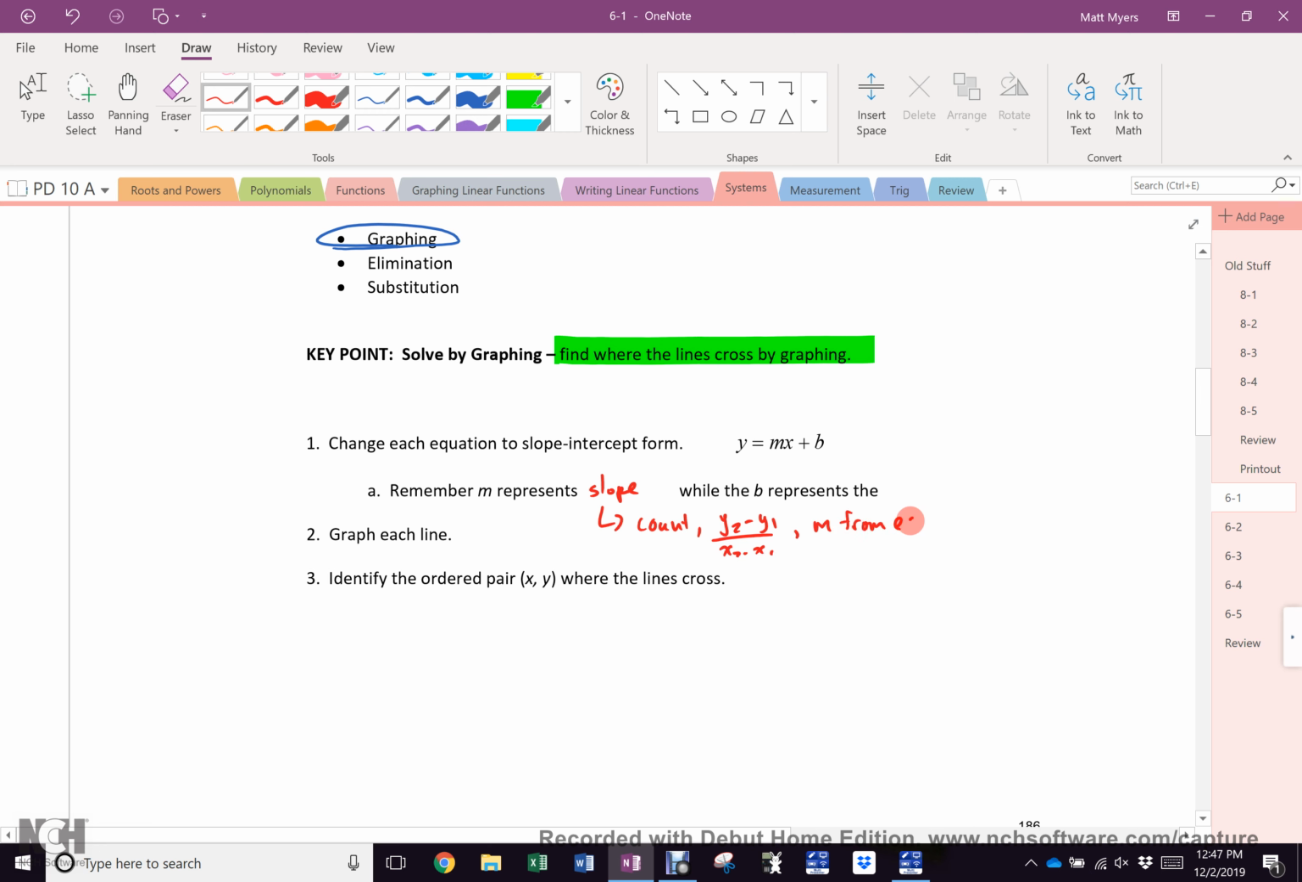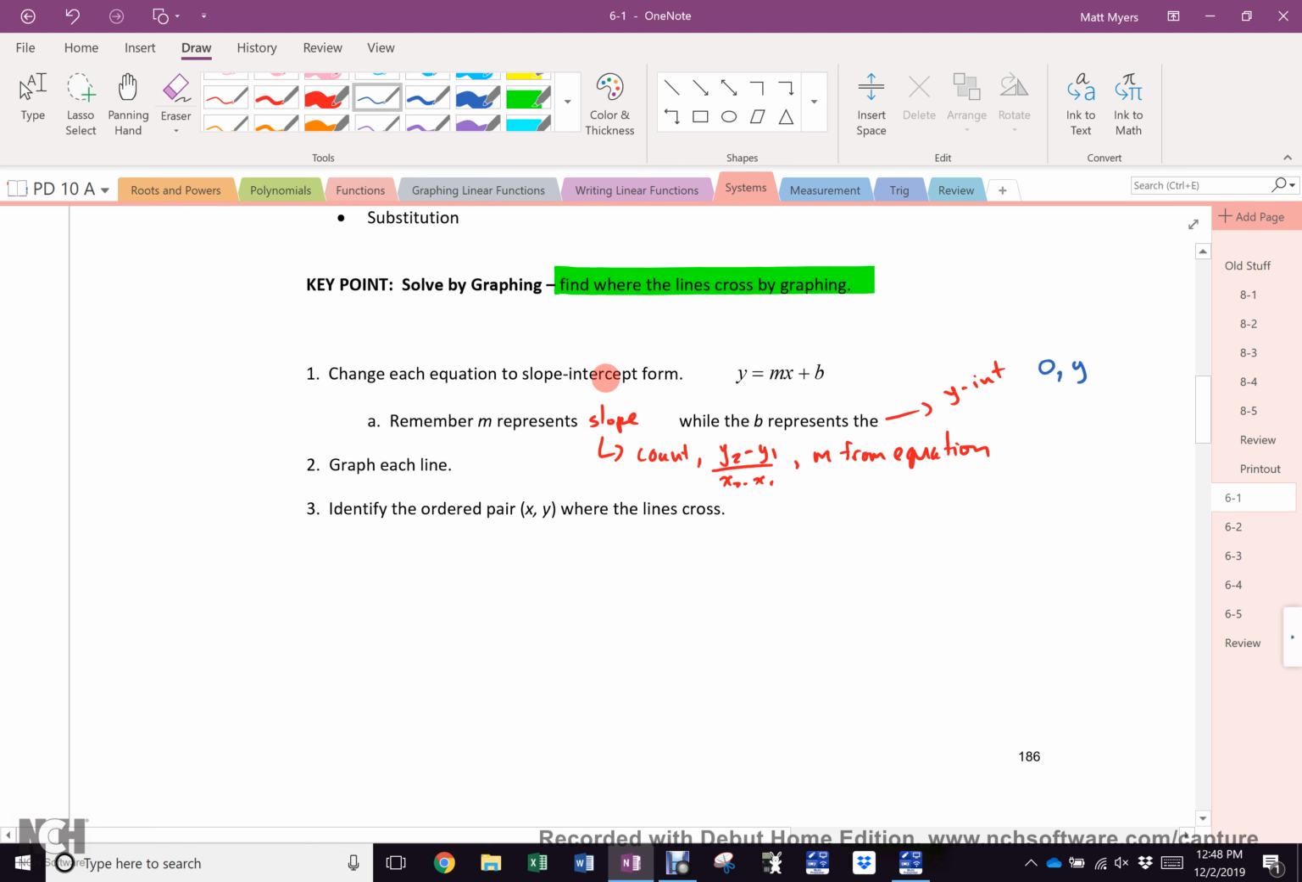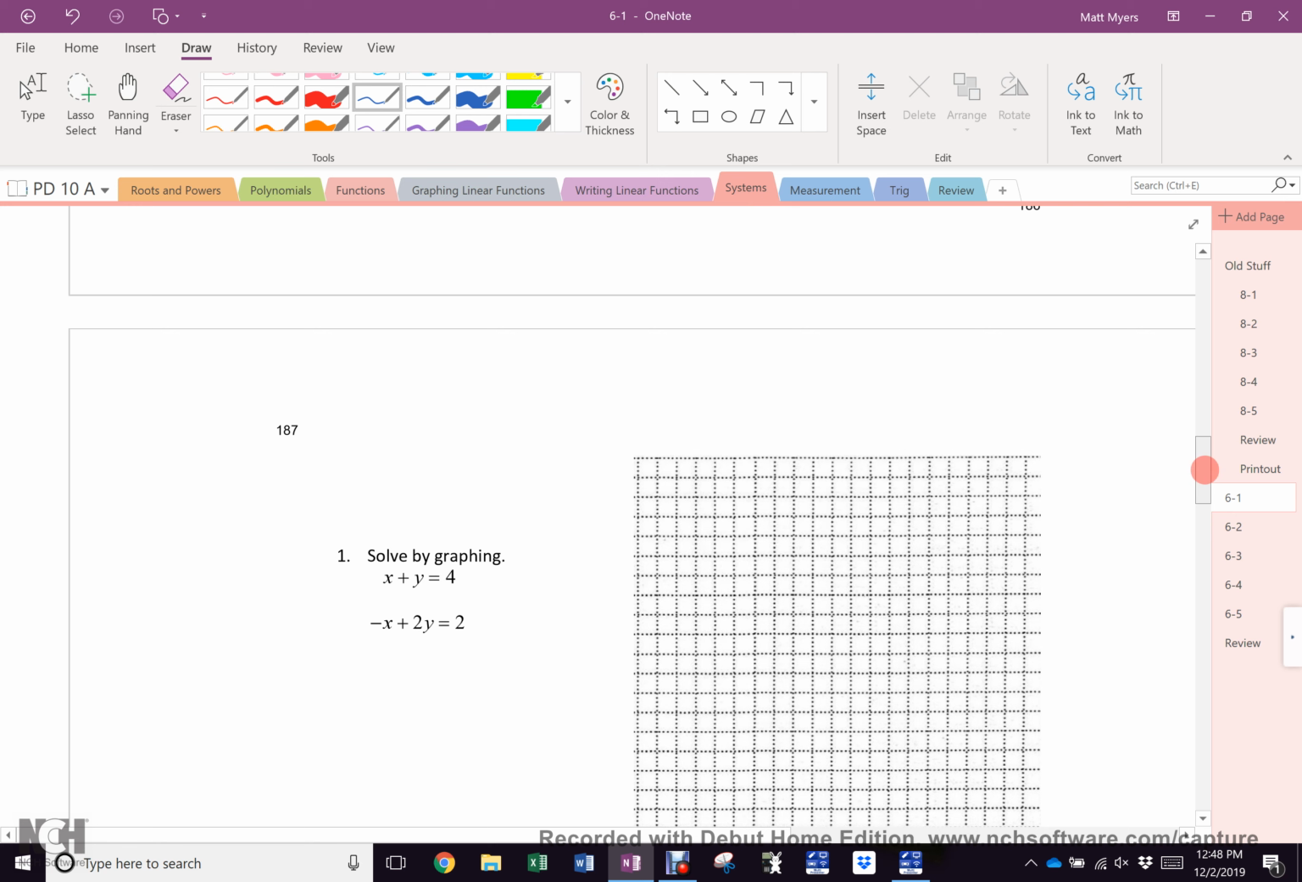And what's the b? The y-intercept. Now, what do we have to remember about the y-intercept? It might be written as a fraction, could be (0, y). But whatever it is, it's the y-intercept, even if it's a fraction, yes? So step one, we convert. Step two, we graph. Step three, we find the pair. Easy peasy lemon squeezy, yes? So let us do so.